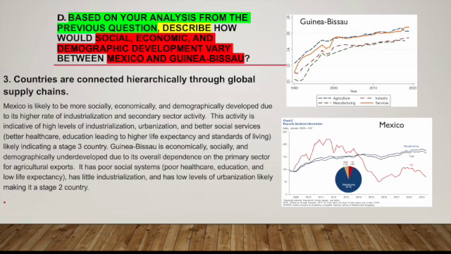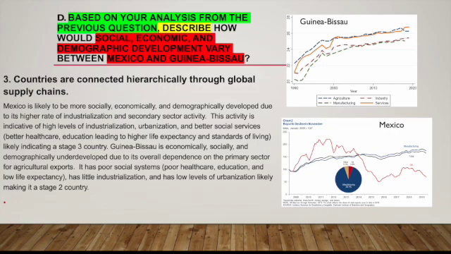So a sample answer would be Mexico is likely to be more socially, economically, and demographically developed due to its higher rate of industrialization and secondary sector activity. This activity is indicative of high levels of industrialization, urbanization, and better social services, which can include better healthcare, education, which leads to a higher life expectancy and standards of living, likely indicating a stage 3 country.